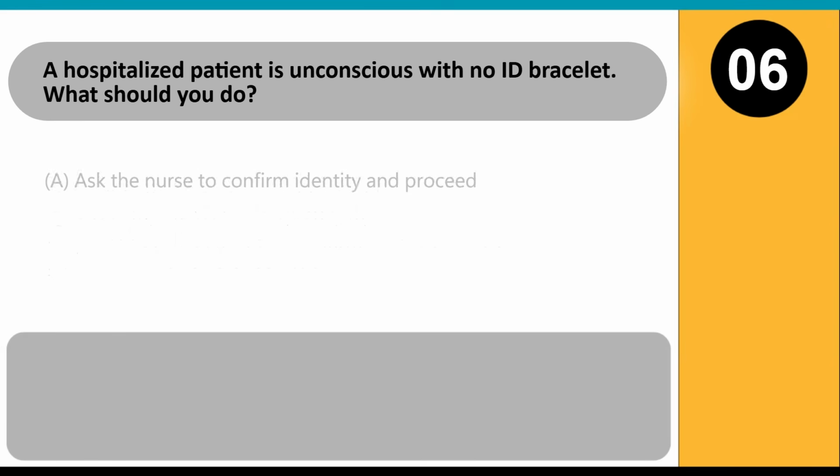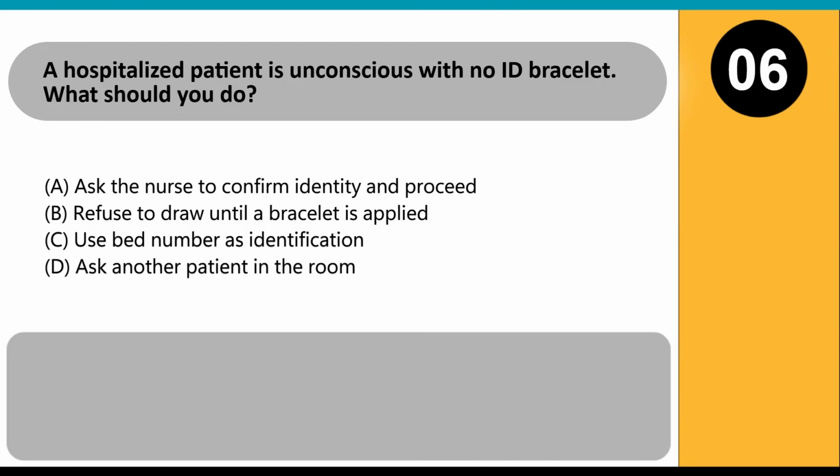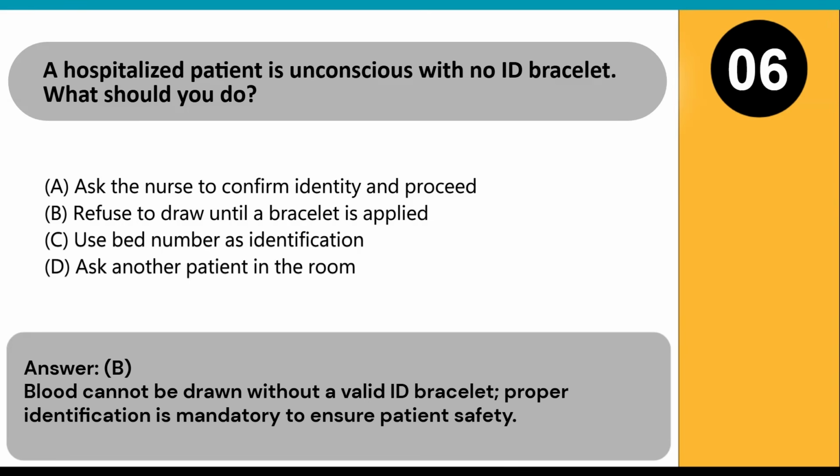A hospitalized patient is unconscious with no ID bracelet. What should you do? A. Ask the nurse to confirm identity and proceed. B. Refuse to draw until a bracelet is applied. C. Use bed number as identification. D. Ask another patient in the room. Answer: B. Blood cannot be drawn without a valid ID bracelet. Proper identification is mandatory to ensure patient safety.